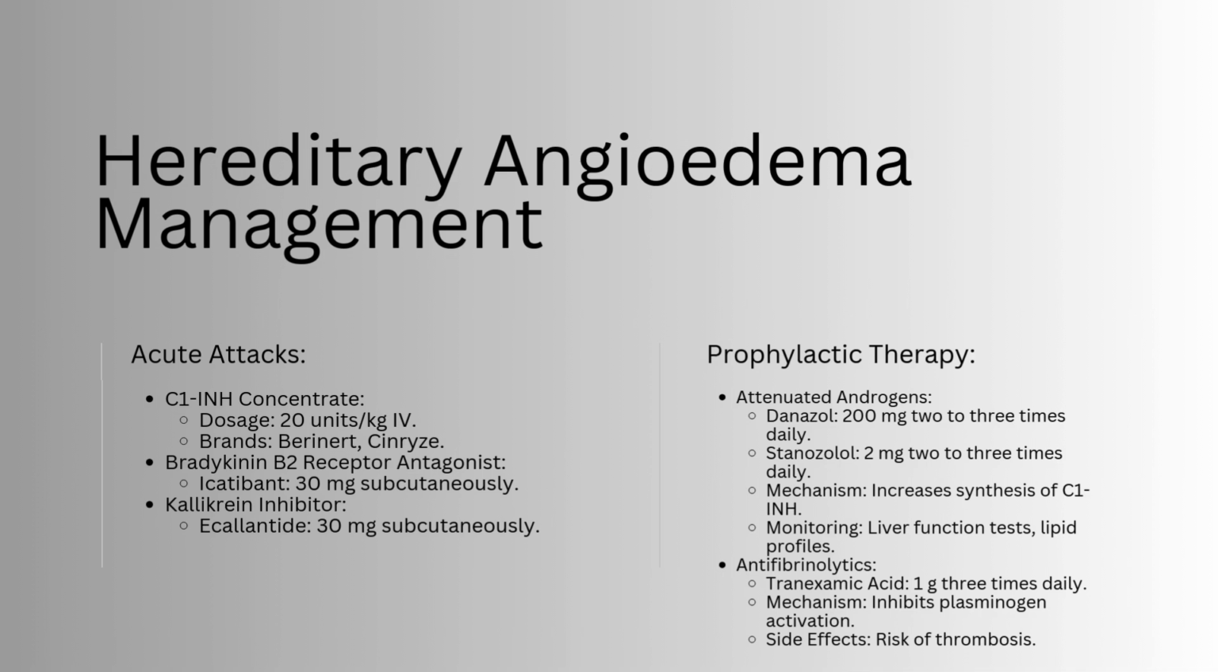Side effects include weight gain, hypertension, virilization, and hepatotoxicity. Tranexamic acid, dosage, 1 to 1.5 g 2 to 3 times daily. Mechanism: inhibits plasminogen activation, reducing bradykinin production. Side effects include gastrointestinal disturbances and a rare risk of thrombosis.